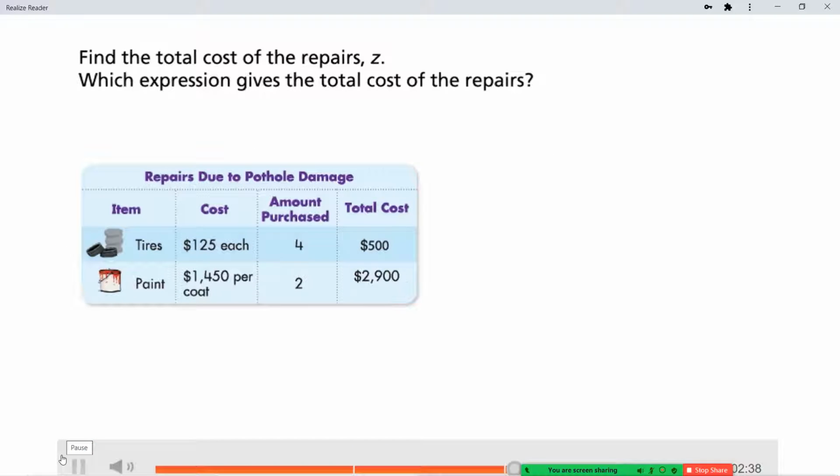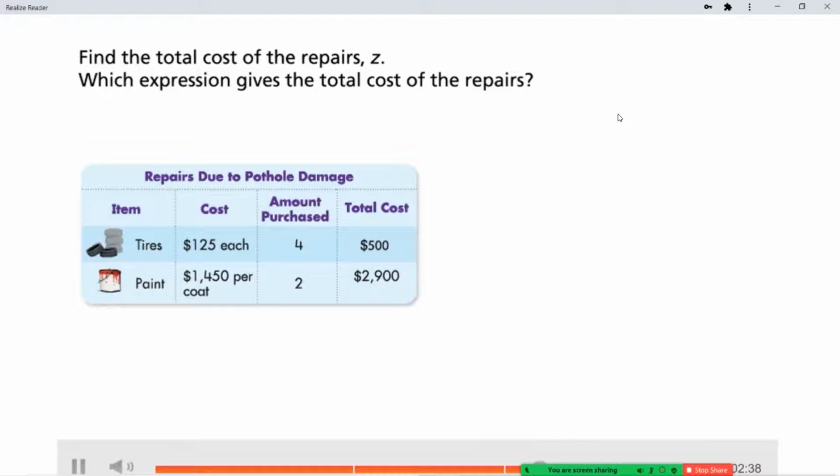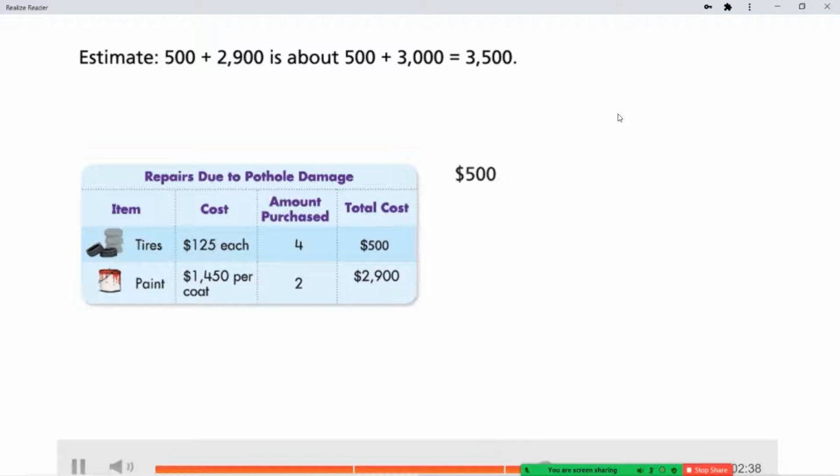Find the total cost of the repairs, Z. Which expression gives the total cost of the repairs? Select your answer. $500 plus $2,900 equals Z. 500 plus 2,900 is about 500 plus 3,000 equals 3,500.